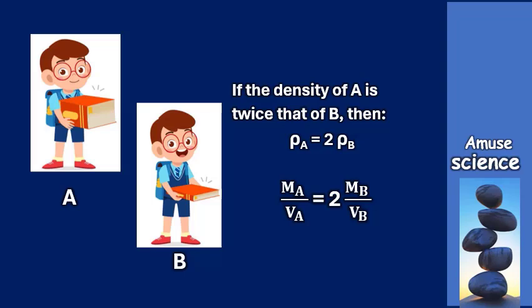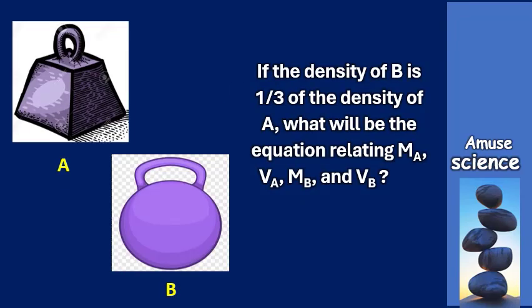Let's try a third one, this time solely on you. Let us assume that the density of object B is 1/3 of object A. What will be the equation connecting MA, VA, MB, and VB? Try it on your own. Let's take this question also.